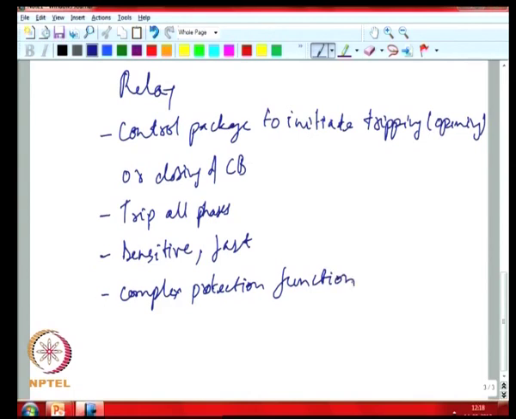In fact, the newer relays that are available are multifunctional relays. They are often called intelligent electronic devices, IED, and can be used in a variety of situations.